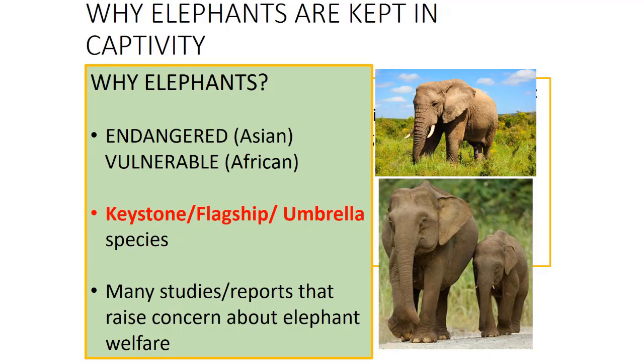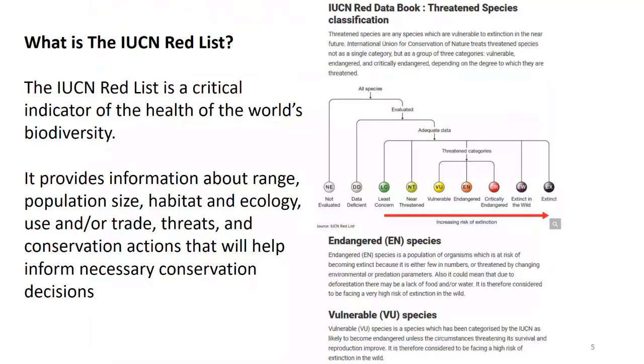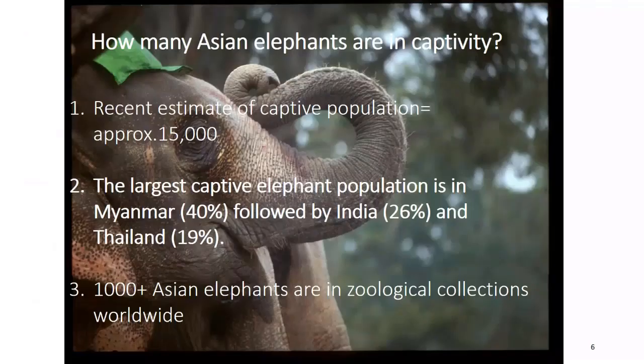Another fact is that elephants need to be kept in captivity, because there are a lot of studies and reports that raise concern about elephants, especially in captivity. That is why Asian elephants are an important species, and why people would like to see the continuous sustainability of elephants, not only in the wild but also in captivity, because, as I have told you many times, people, governments and countries are now not allowing live offtake.